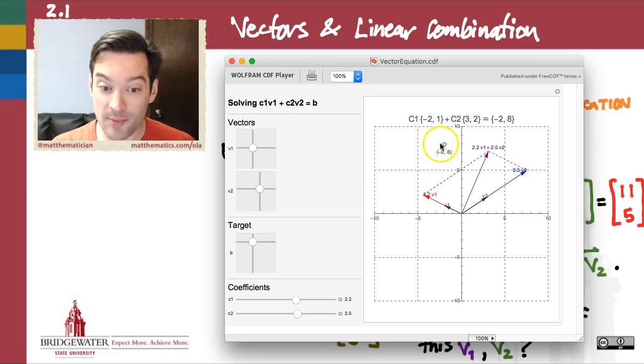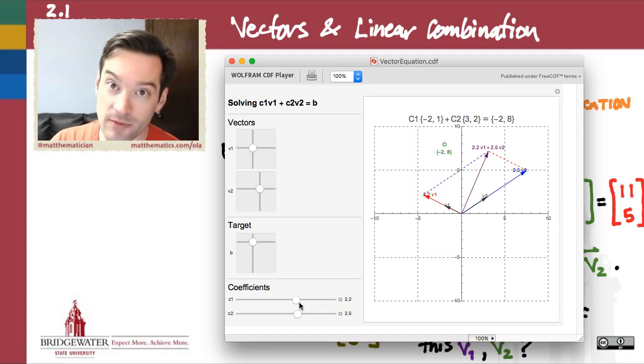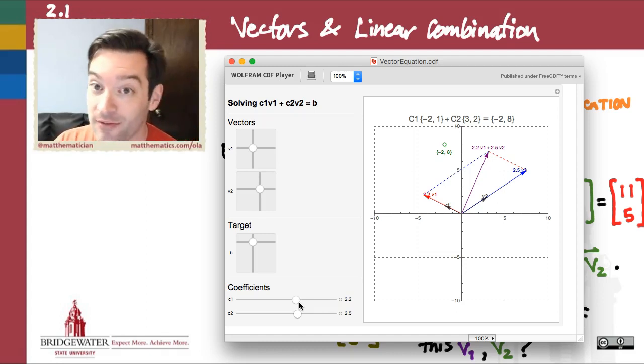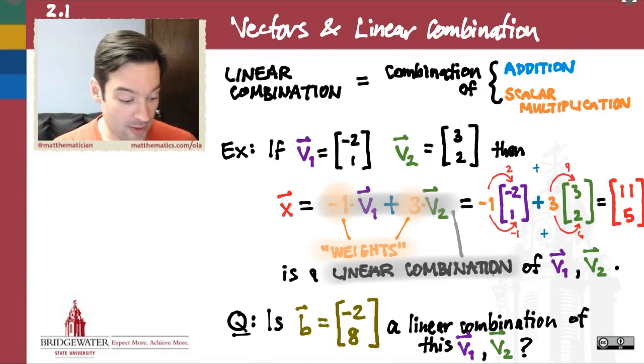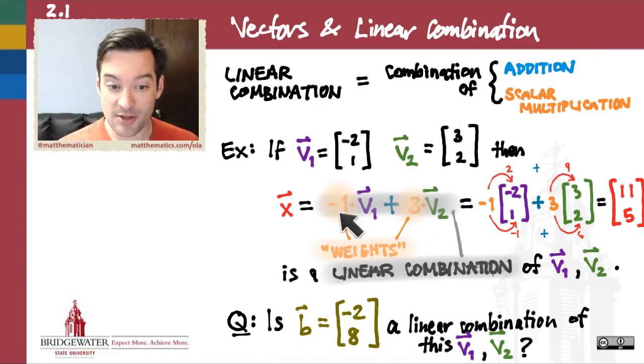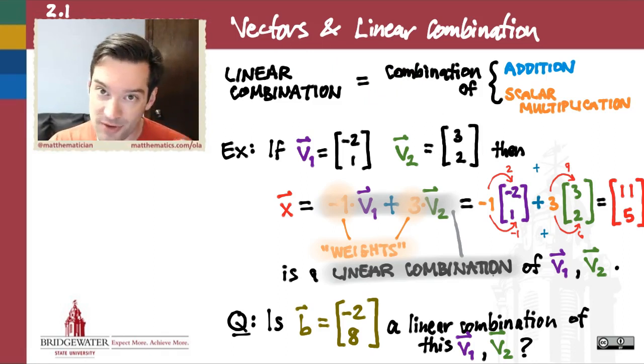If I have a target I'm trying to hit, let's say the vector negative 2, 8, how do I find out whether that vector, that negative 2, 8, is some linear combination of v1 and v2? How do I solve that vector equation to discover whether there are some weights whose linear combination define negative 2, 8 as a linear combination of negative 2, 1 and 3, 2? So is this b some linear combination of this v1 and this v2? That's the question that's going to get us back to our roots, in a way, of thinking about equations.